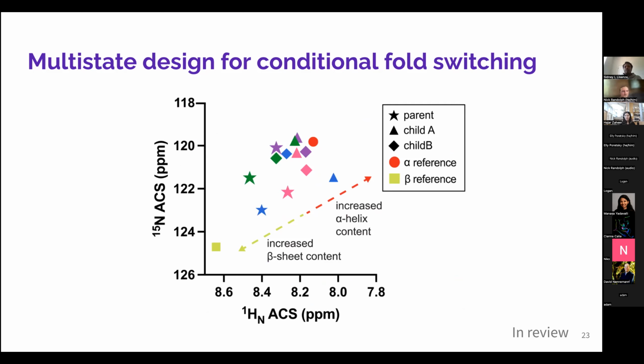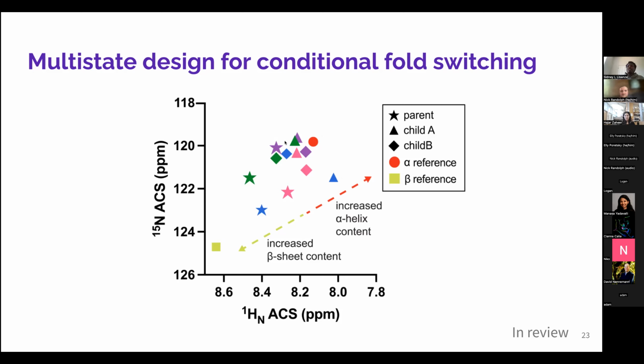In this case, if you look at the plot here, an all alpha protein would be more shifted towards the top right quadrant, and an all alpha reference is shown here in red. And if you have an all beta protein, you'll be shifted more towards the bottom left. Here we have an all beta reference shown.